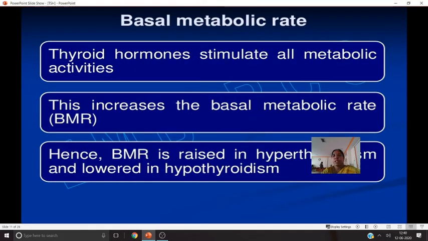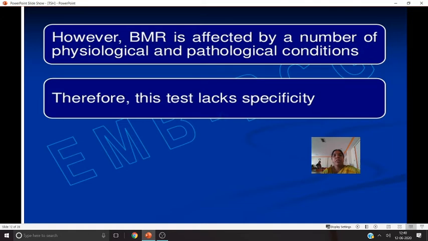Basal metabolic rate: as you know, thyroid hormone stimulates all metabolic activities. This increases the basal metabolic rate. Hence, BMR is raised in hyperthyroidism and lowered in hypothyroidism. You have to keep this in mind. However, BMR is affected by a number of physiological and pathological conditions. So by basal metabolic rate alone we cannot know whether it is hypo or hyperthyroidism, because BMR is also affected in many physiological and pathological conditions.